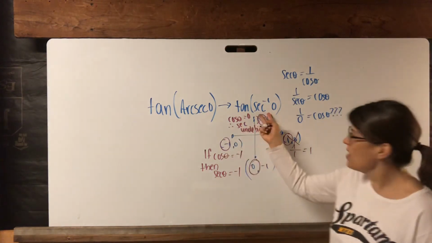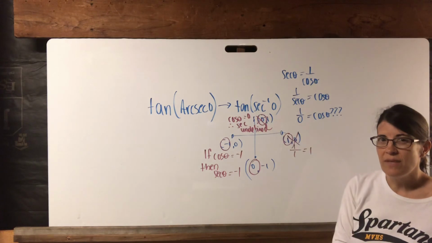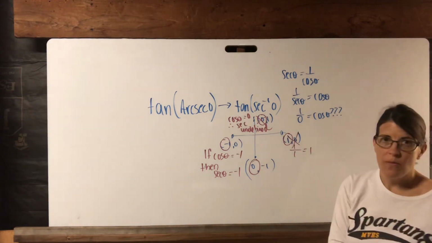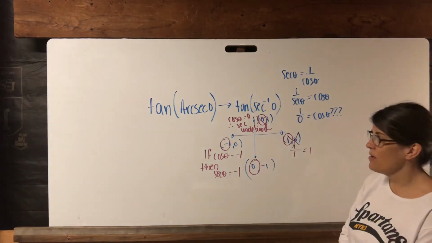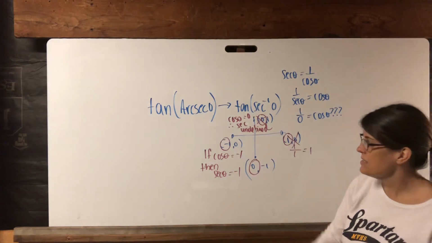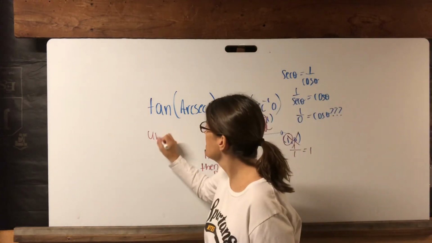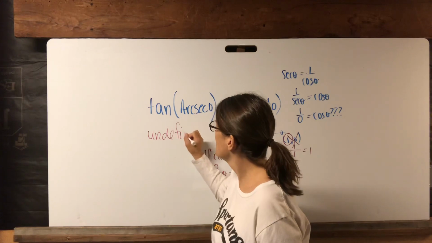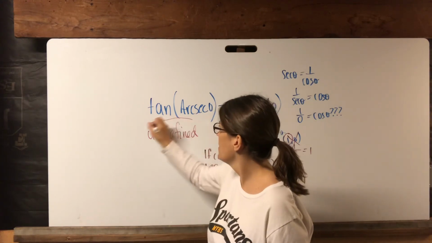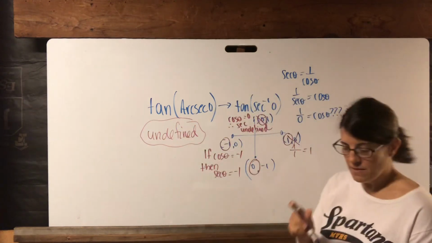Remember, this is some angle whose secant is 0. There is nowhere where the secant is 0. So this is undefined.